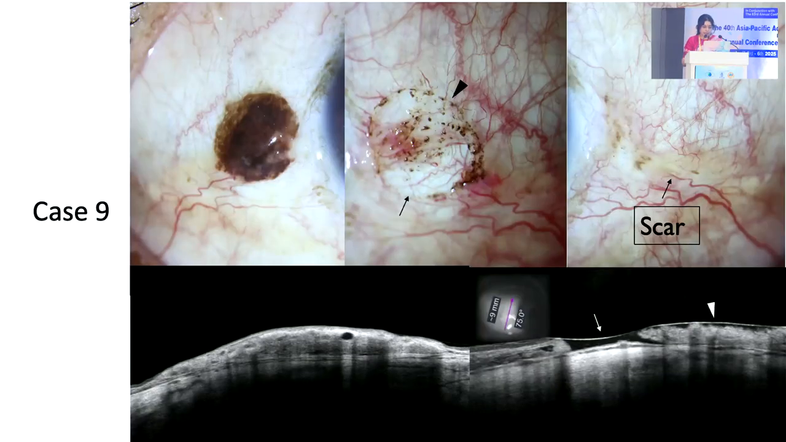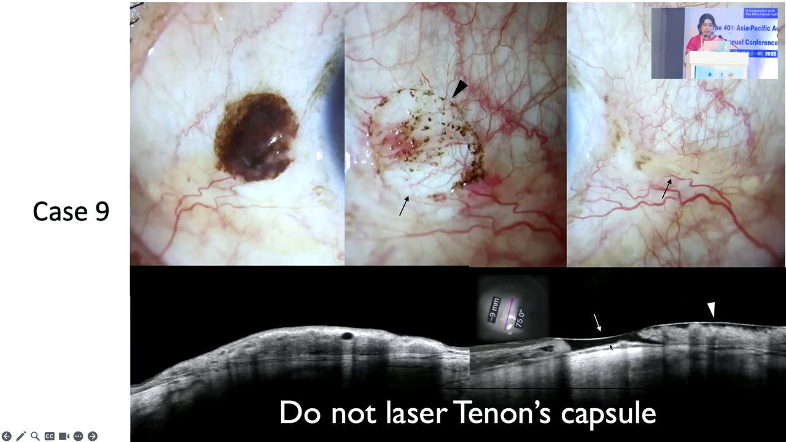So this particular case, I want to share the lesson learned. You can see in the inferior part, inadvertently the Tenon's capsule was removed, exposing the bare sclera, which resulted in this scarring and some tissue drag there. So the AIOS 2025 again showing the removed Tenon there. So the lesson learned was, do not laser the Tenon's capsule.